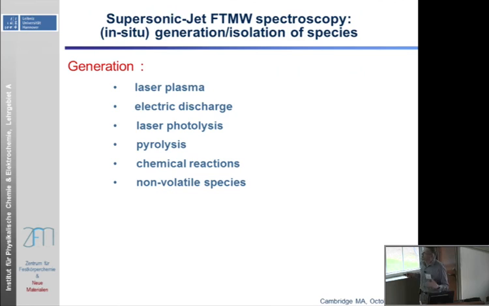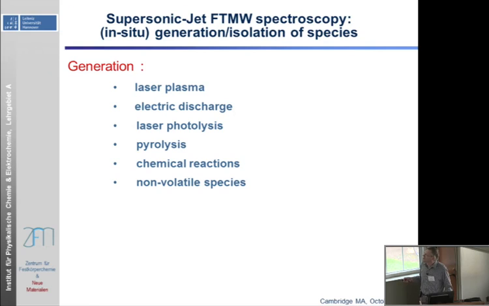We can use lots of sources to create more exotic species that you can't buy from Aldrich, and that might also be created in the interstellar medium or violent areas of the universe. We can do this with laser plasma, with electric discharge, with laser photolysis, pyrolysis. We can also mix molecules in the nozzle, get chemical reaction, and look for intermediates that survive supersonic expansion before they react to something else.